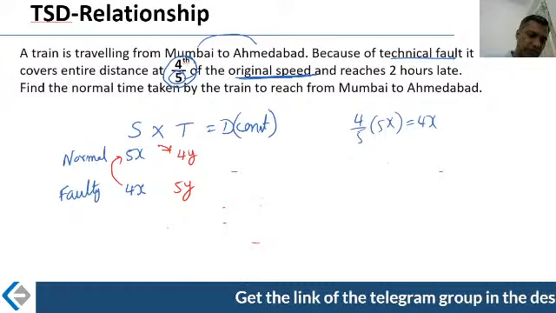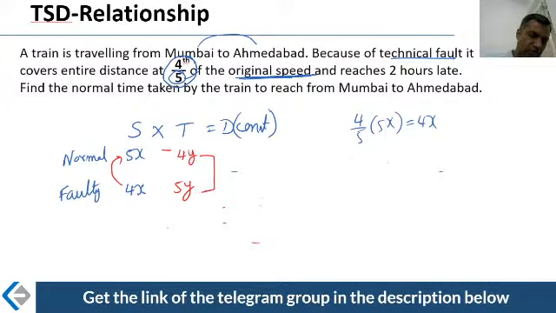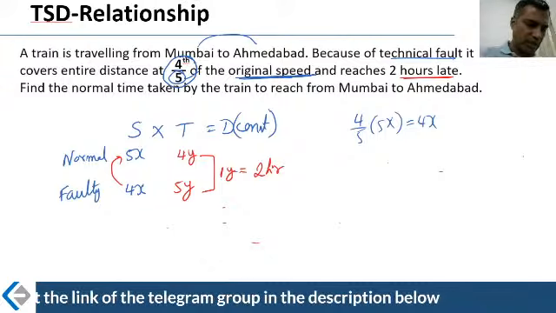What is the difference between them? The author has given this: the difference between 4y and 5y, it is 2 hours late. Therefore 1y extra. What is this 1y? 2 hours. This 1y is nothing but 2 hours.